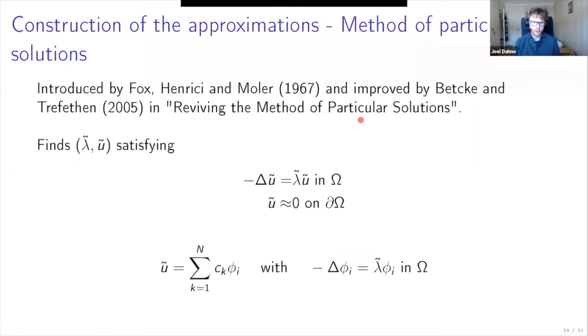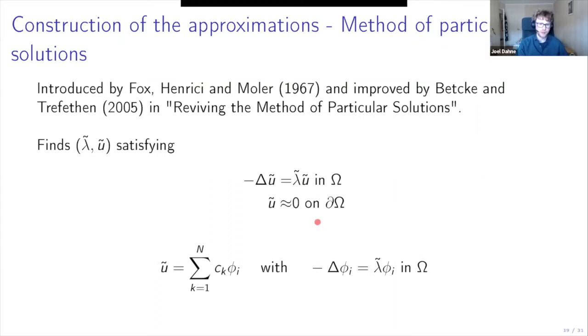What the method does is it helps you to find approximate solutions, lambda tilde and U tilde, which solve this equation exactly. However, they are not necessarily 0 on the boundary, so they are not true eigenfunctions, because then we would require that they are 0 on the boundary as well. But they are approximately 0 on the boundary. So it's important that they satisfy this equation exactly, but the boundary condition only approximately.